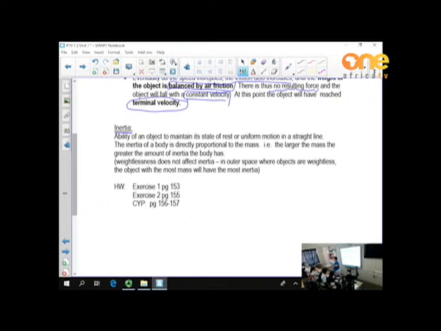All right, now inertia is simply the ability of an object to stay at rest if it is at rest, or to keep on moving if it is moving. So the ability of an object to maintain its state of rest, in other words, to stand still if it's standing still, or state of uniform motion, if it's traveling at constant speed, it wants to keep traveling in a straight line. The inertia of the body is directly proportional to the mass. The larger the mass, the more the inertia.